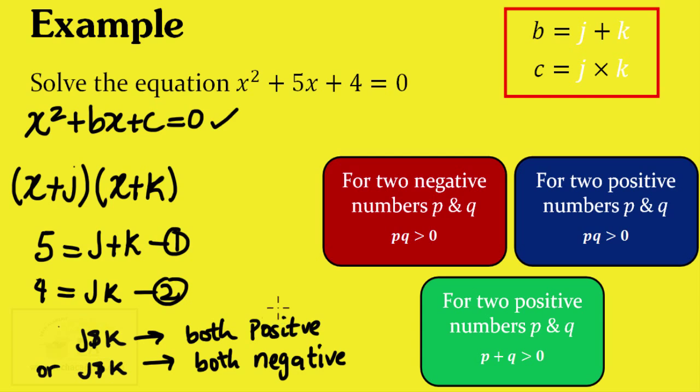Their sum will be a positive number. According to this rule, when you have 2 positive numbers, their sum is positive. So this is a viable option. When you have 2 negative numbers, their sum is negative. So this can't be the case. So we know now that j and k are positive numbers. So we're just going to guess positive values for j and k to find values that satisfy equation 1 and 2.